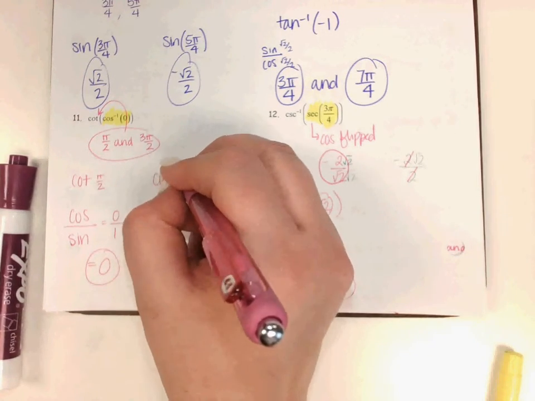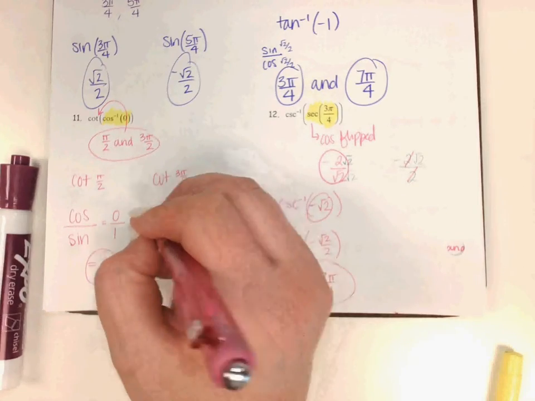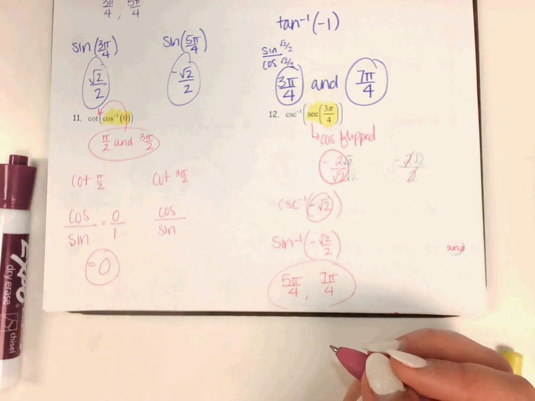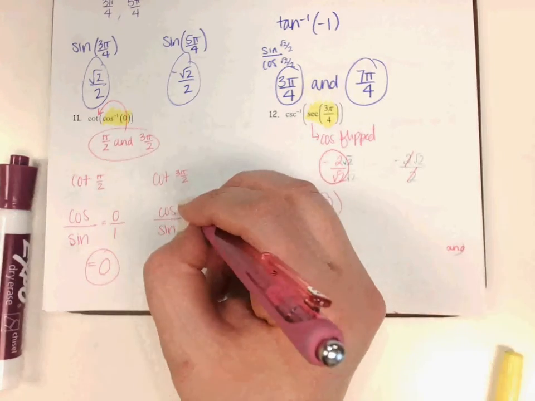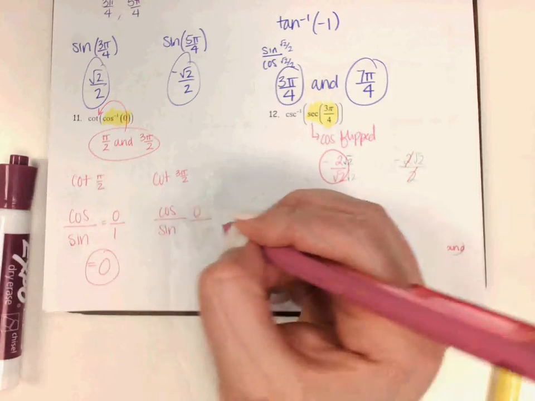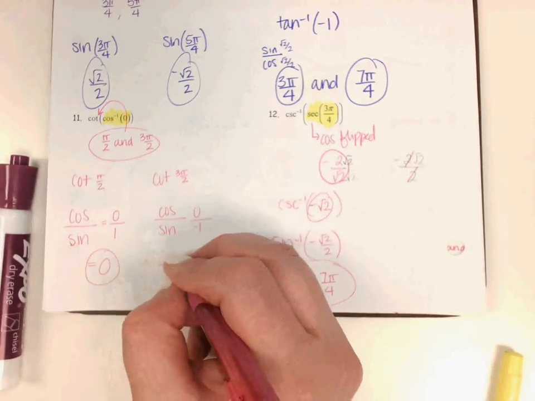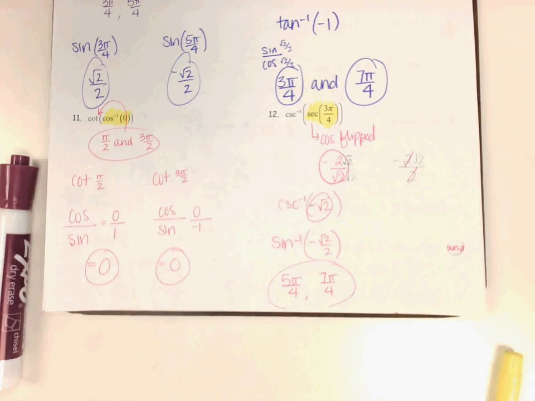Cotan of 3 pi halves is going to be cosine divided by sine. What is the cosine of 3 pi halves? What is the sine of 3 pi halves? Negative 1. What's 0 divided by negative 1 though? Still 0. So they just come out to match on that. Make sense?